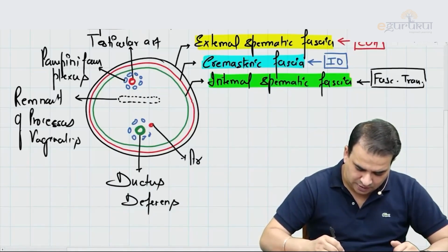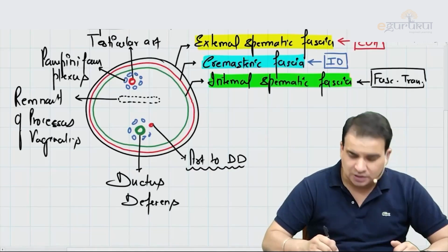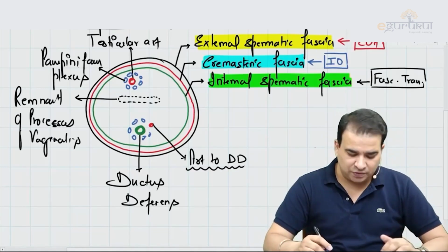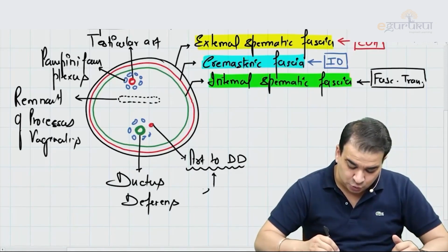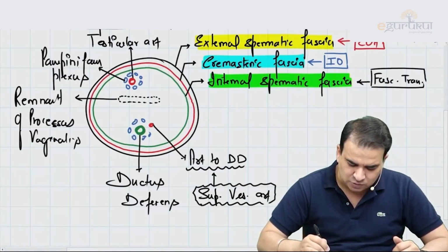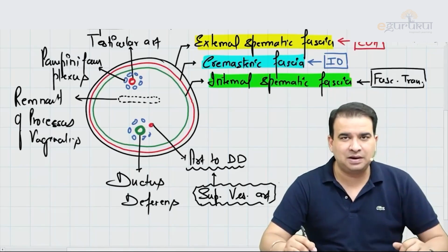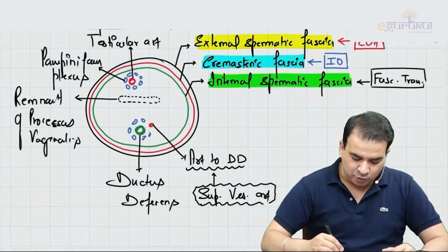This is the artery to ductus deferens. That's a question also. Okay, the artery to ductus deferens arises from where? We'll discuss that part, but just to tell you here itself, the artery to ductus deferens usually comes from the superior vesical artery. It can come from the inferior vesical also, but it is usually seen coming out of the superior vesical artery, the one which supplies the bladder, which is a branch of the internal iliac artery. So that gives off the artery to ductus deferens.